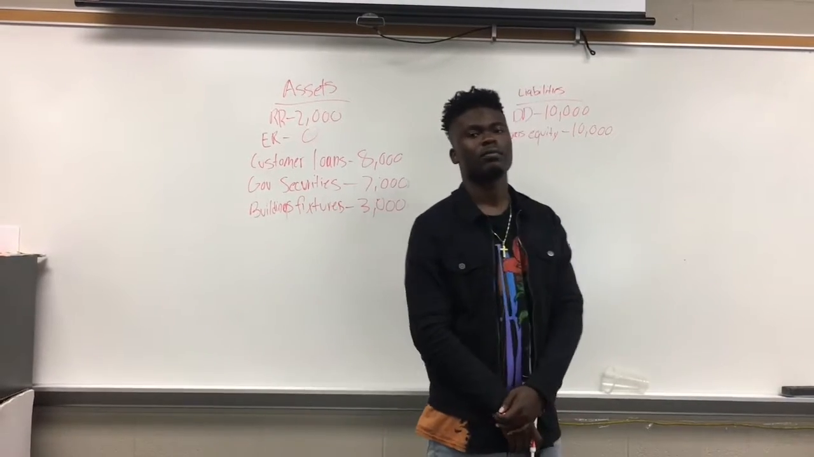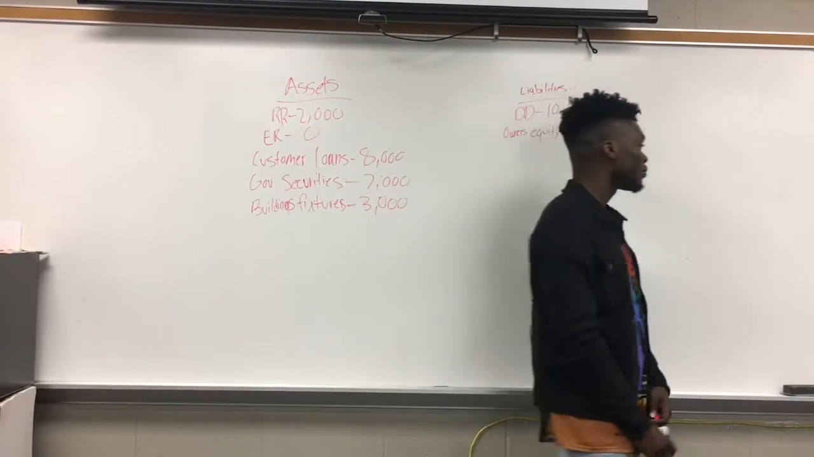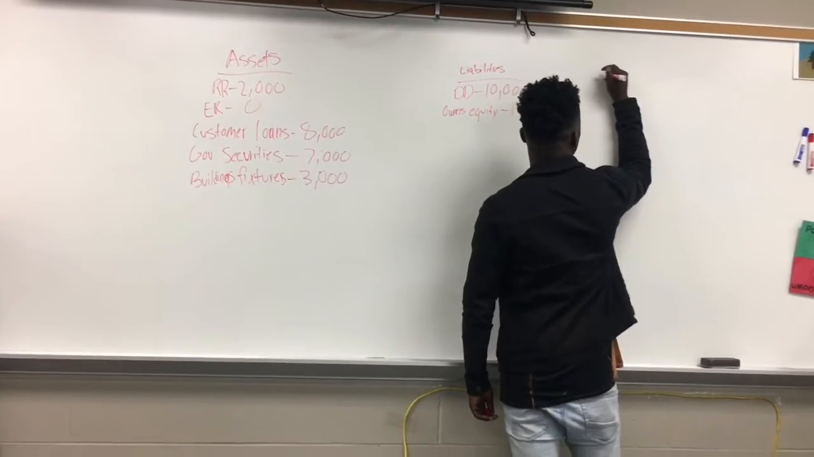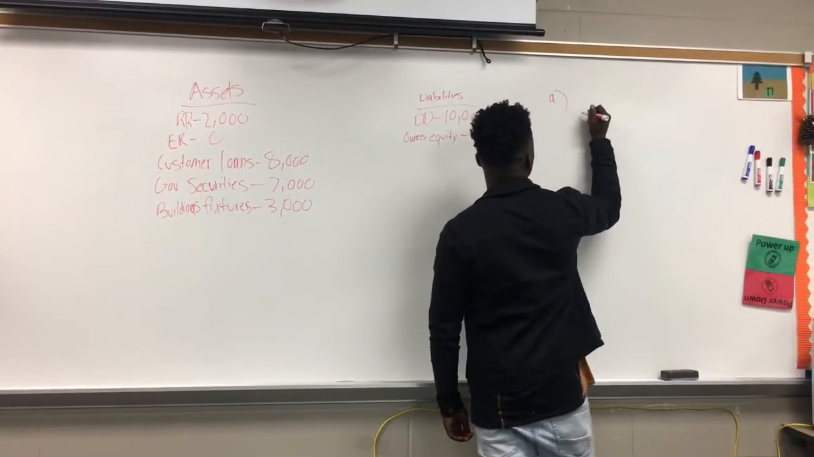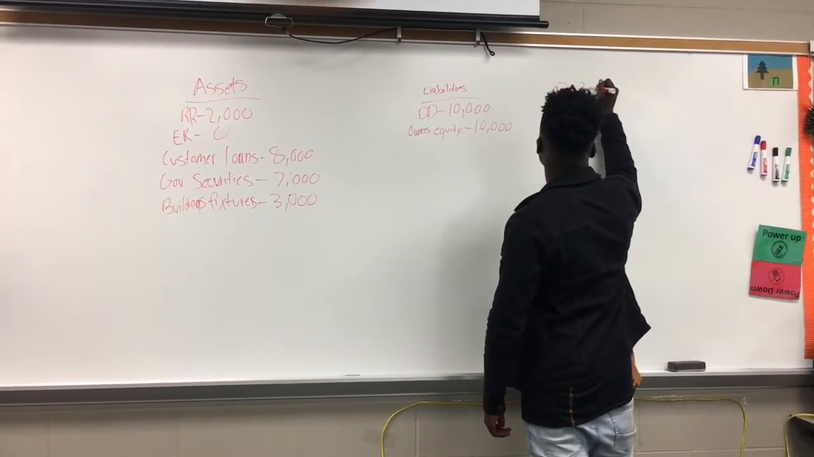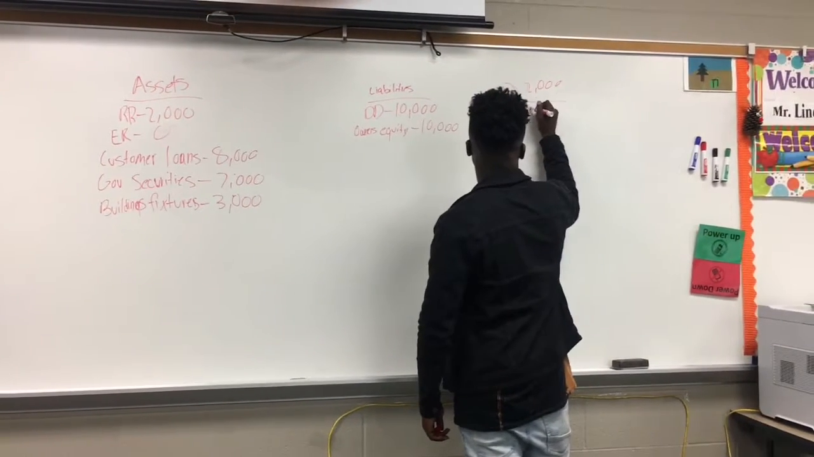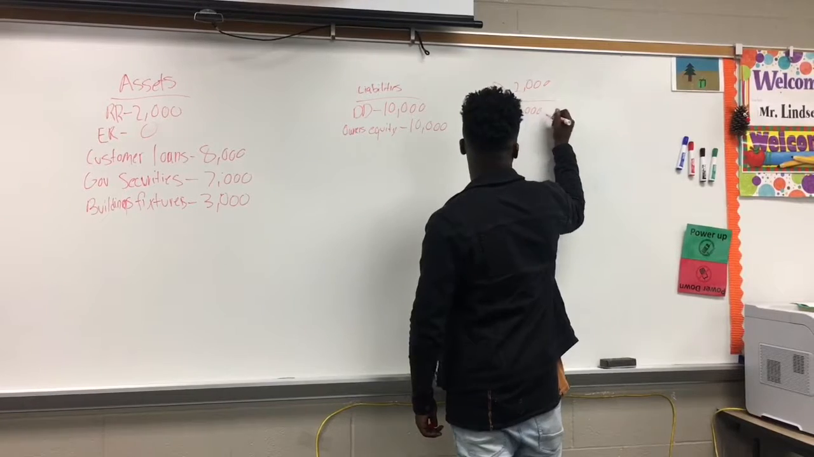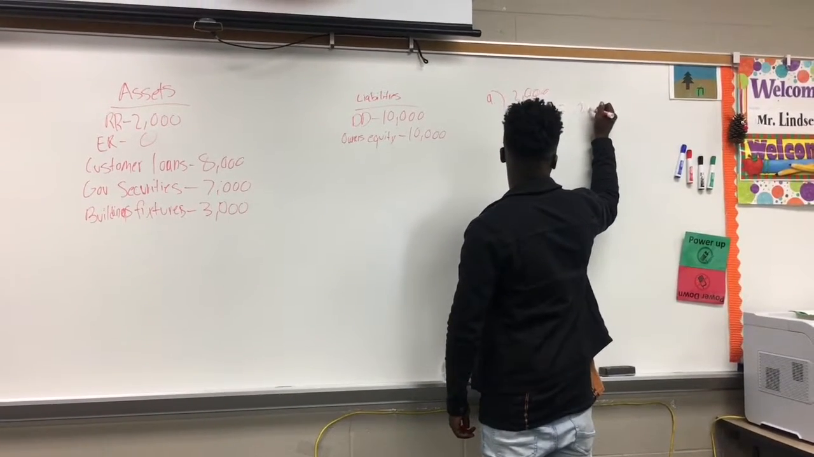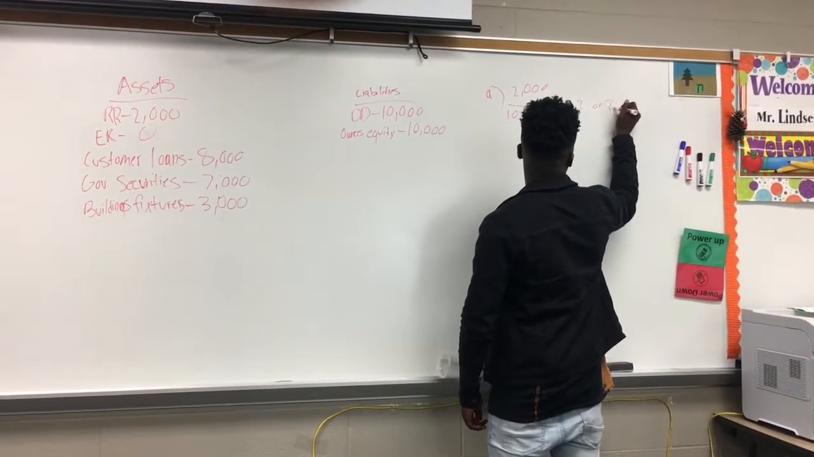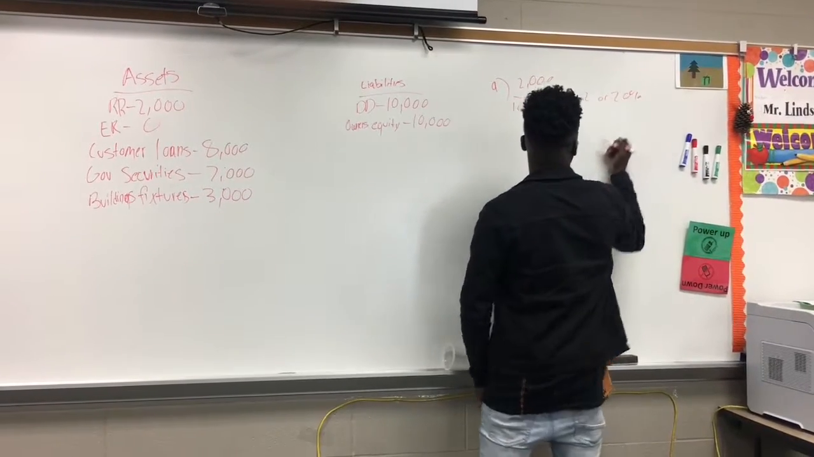First up is A. Based on Messenger Bank's balance sheet, calculate the required reserve ratio. The way we're going to do that is divide 2,000 by 10,000, which will give you a decimal of 0.2. Multiply that by 100, you'll get 20%. The 20% is the reserve ratio.